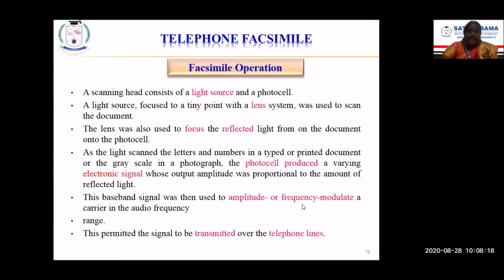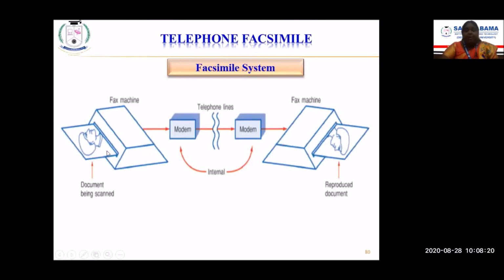Now let us see in detail the simple block diagram of the fax machine. This is the document that is being scanned. It could be any document: a printout, a written document, a picture, or any graphical information. Let us say the hard copy of any document will be scanned here with the help of the fax machine, and that will be transmitted via the modem.